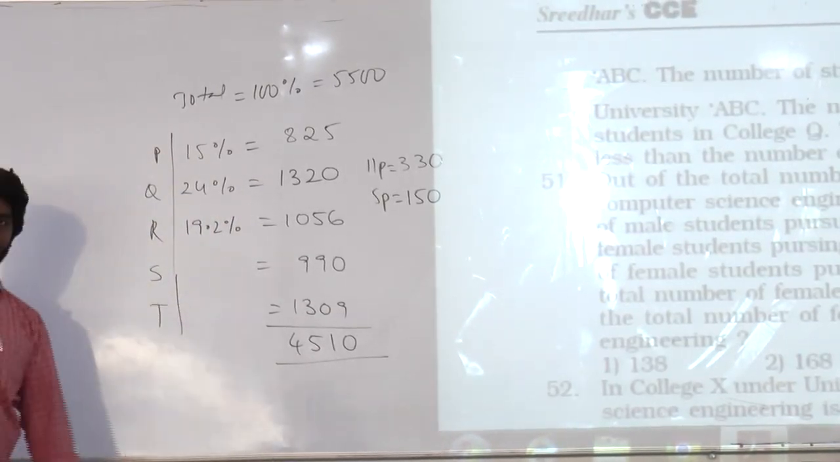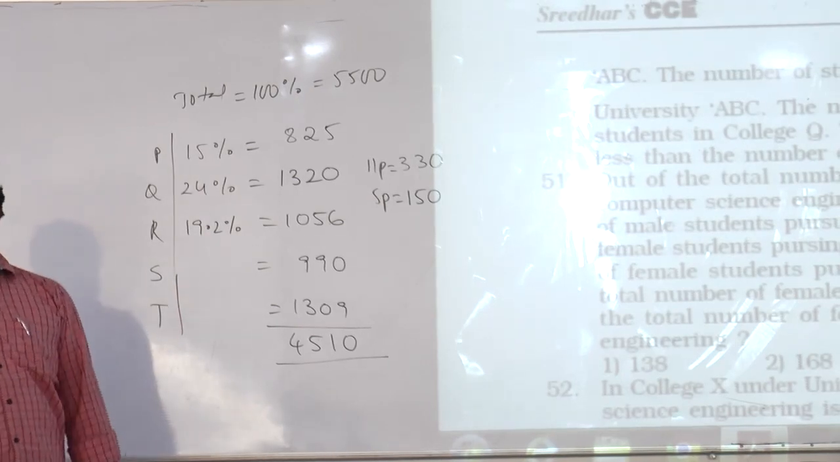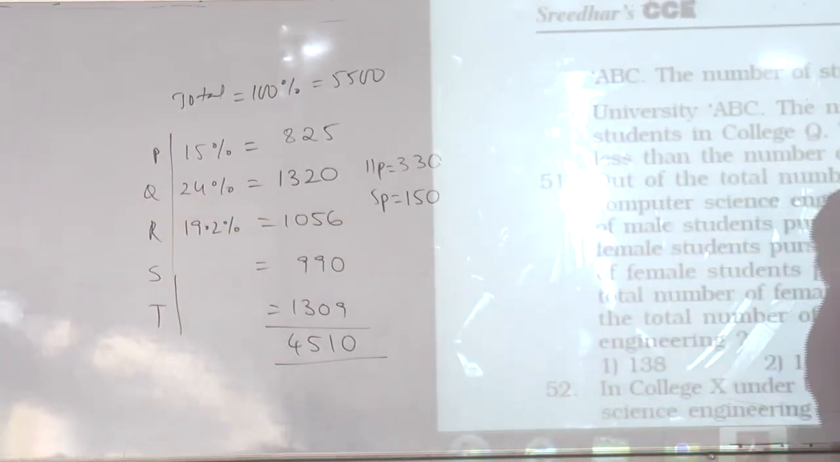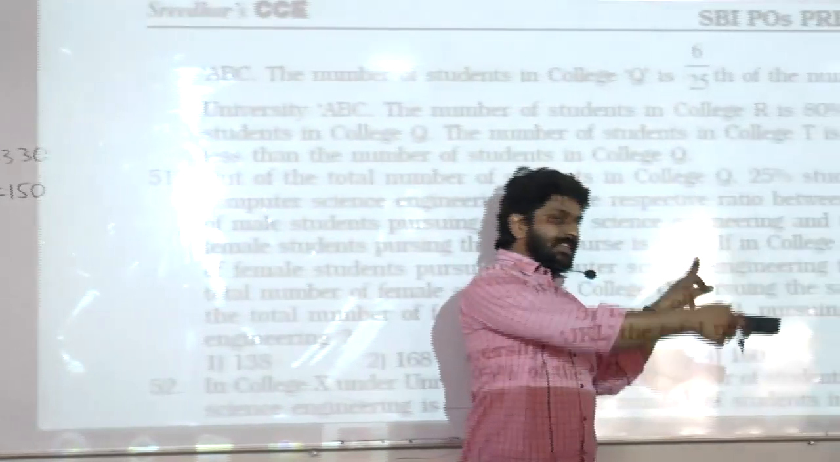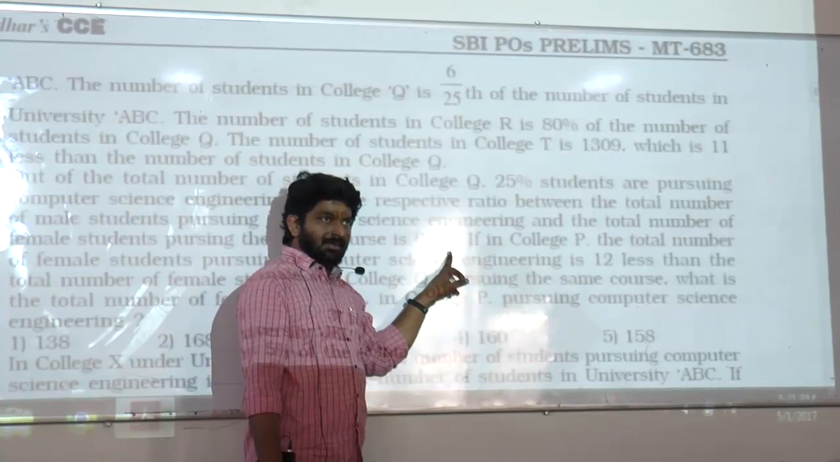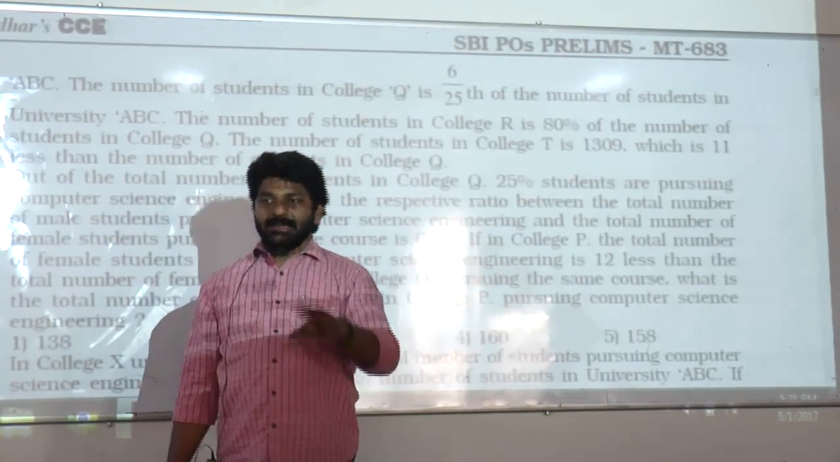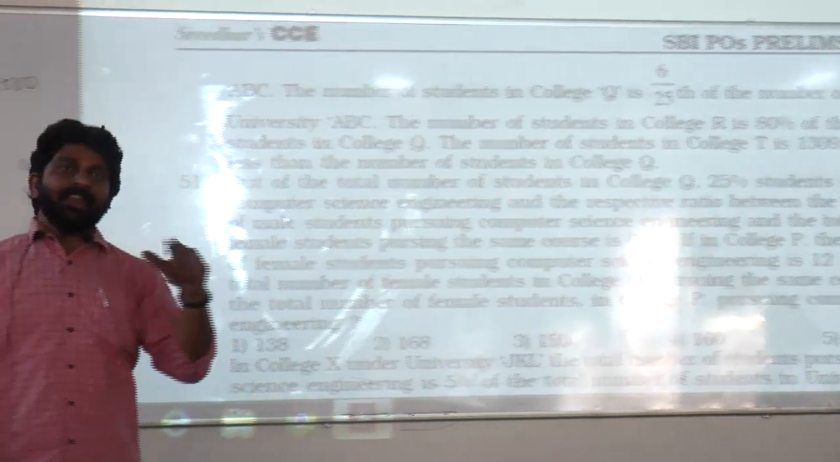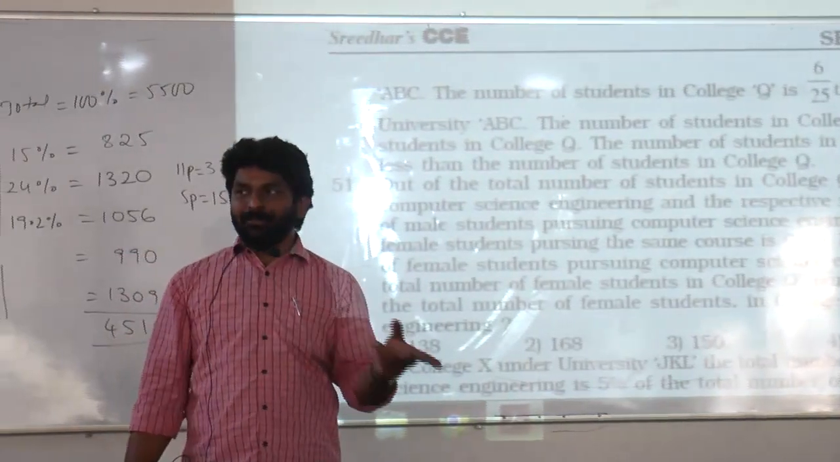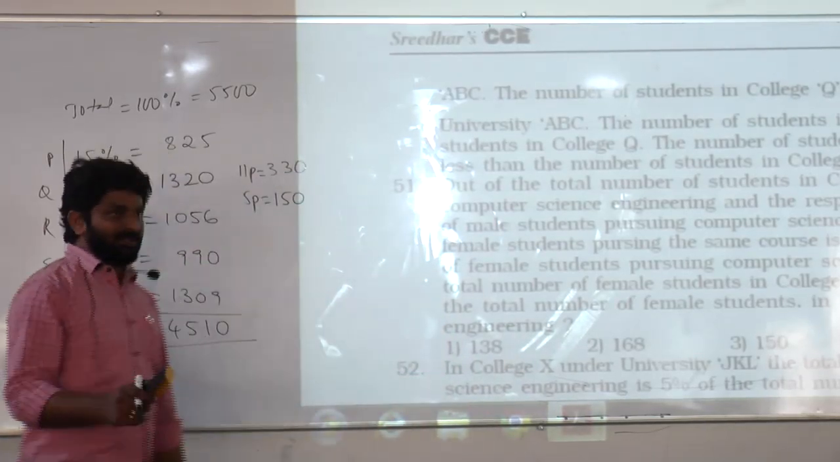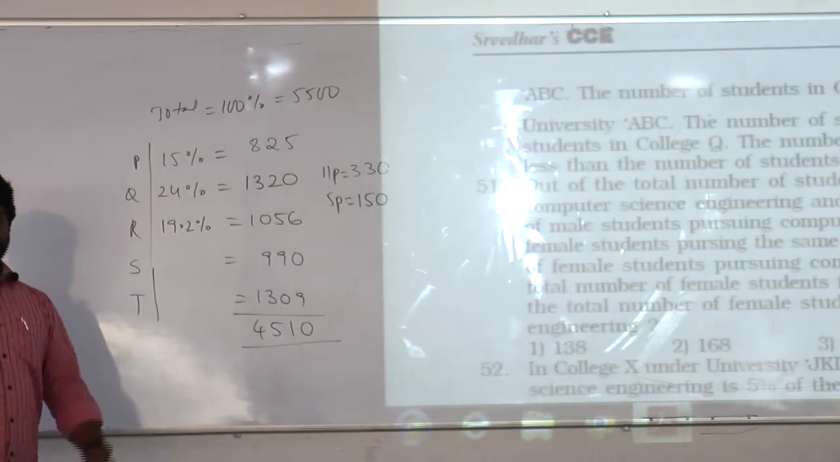So before that I said your answer should end with 3 or 8. Because the number of females in college Q is 5 parts, and a 5 multiple always ends with either 5 or 0. So if it ends with 5, subtract 12 from 5, it ends with 3. If it ends with 0, subtract 12 from 0, it ends with 8. So the answer should end with either 3 or 8. Last digit verification.